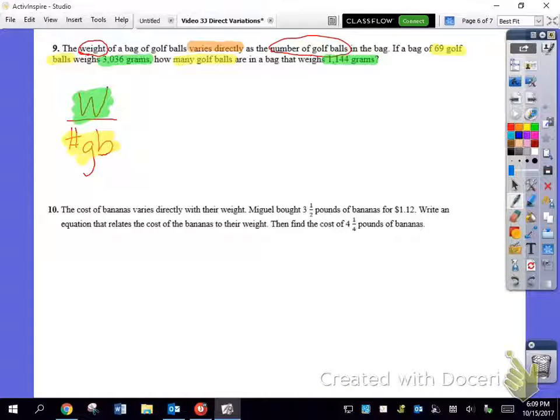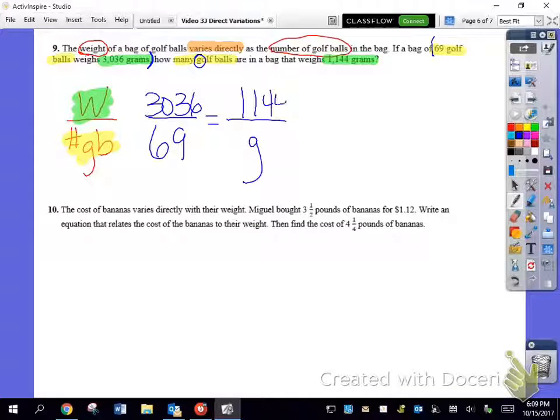So I'm going to set it up, and remember the comma will help you to separate. So this right here, all of that goes together. 69 is going to go on the bottom. 3,036 goes on the top. How many golf balls? I can use G. And 1,144 grams goes on the top.